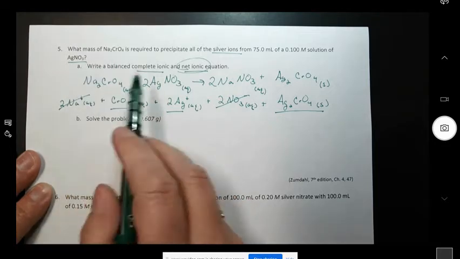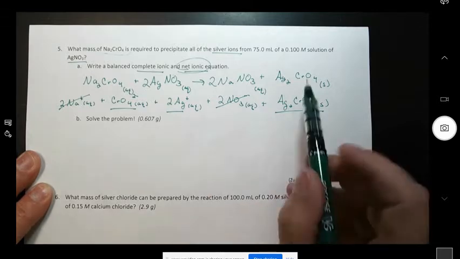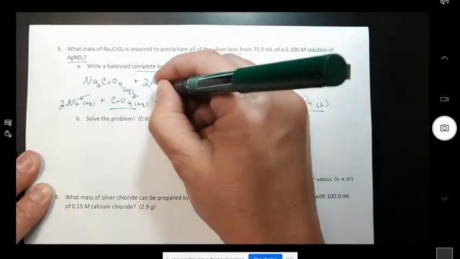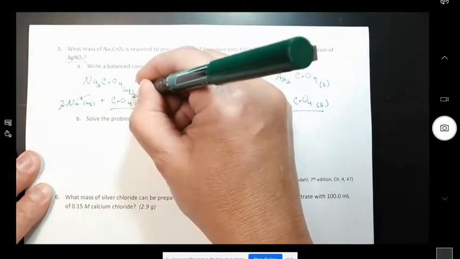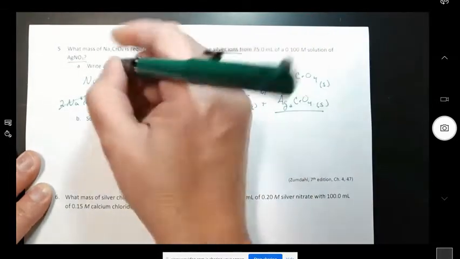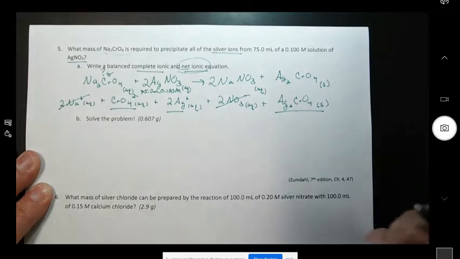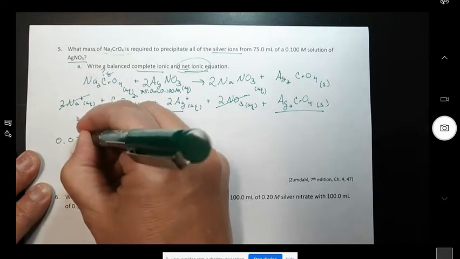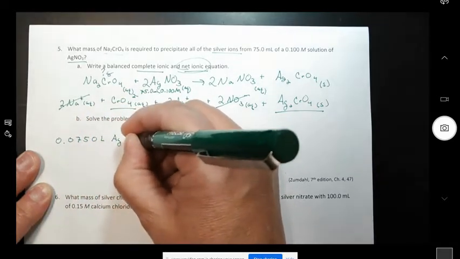What mass of sodium chromate is required to produce all the silver ions from 75 milliliters of a 0.1 molar solution of silver nitrate? So we know that we've got 0.100 molar and 75 milliliters. I want to know how many grams of that it's going to take. All right, so we've seen one like this before, right? We're going to take our volume, 0.0750 liters of the silver nitrate.